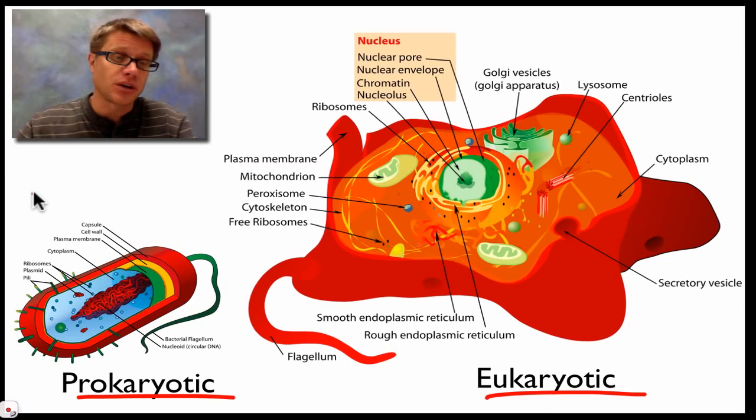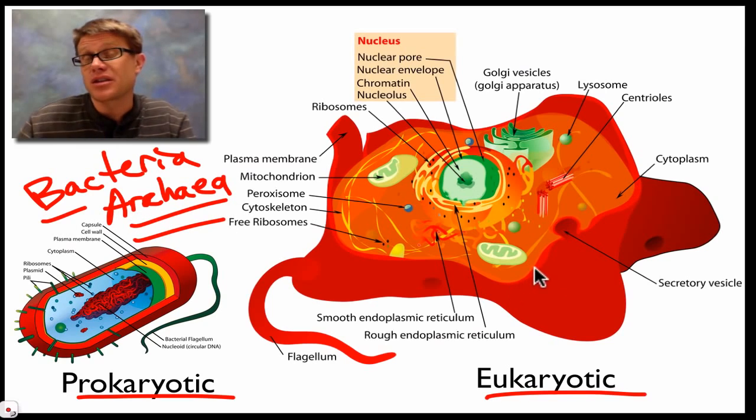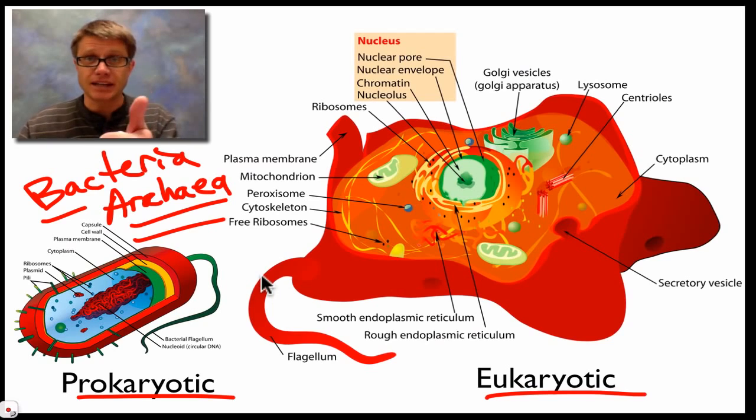What types of things are prokaryotic? Really only two things. Bacteria are going to be prokaryotic, and then the archaea bacteria, let me try to spell that correctly, are going to be prokaryotic. Eukaryotic are going to be things that you think of as alive that aren't microscopic. Things like plants, animals, fungus, protists, things like that.